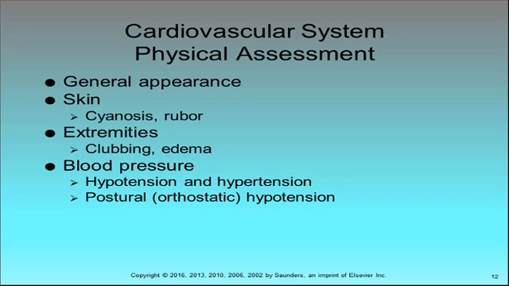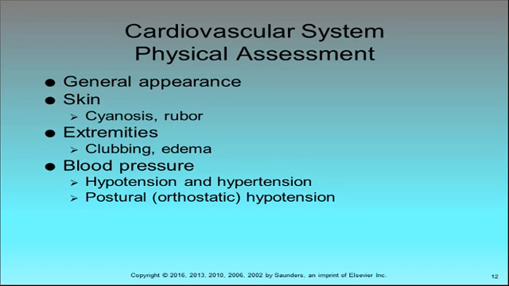Rubor is a dusky redness that you will see in the patient's foot. It comes from arterial insufficiency. And so basically, like I said, it just looks like that foot is red and it's just not getting enough blood flow.